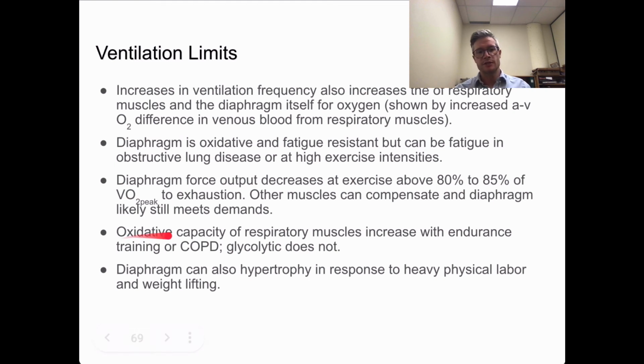That was endurance training. With strength training, the diaphragm can increase in size, so it can undergo hypertrophy. But that's a little more in relation to strength training versus cardiovascular work. And that concludes your respiratory system.